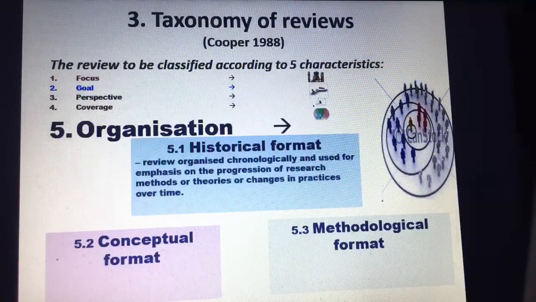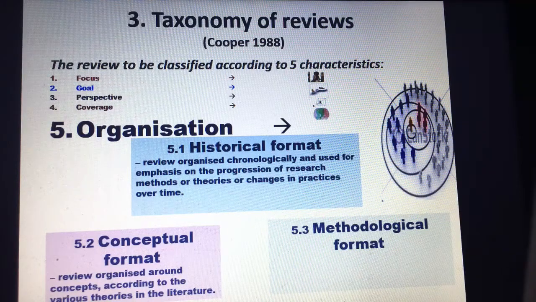In the historical one, you review and organize chronologically, used for emphasis on the progress of the research methods or theories or changes in practices over time. In other words, you are moving from 2010, to 2011, to 2012, to 2013, and 2014. So you are following it chronologically, whether you are talking about the theories or the research methods or the practices over a period of time.